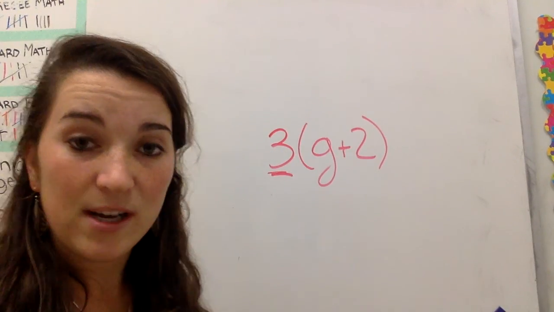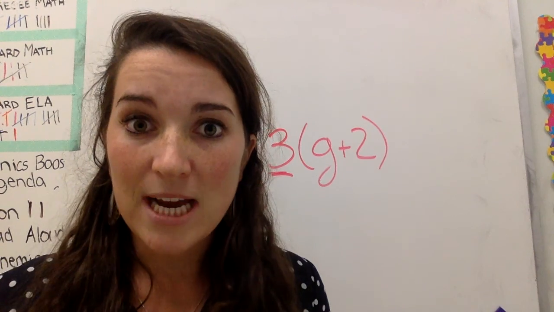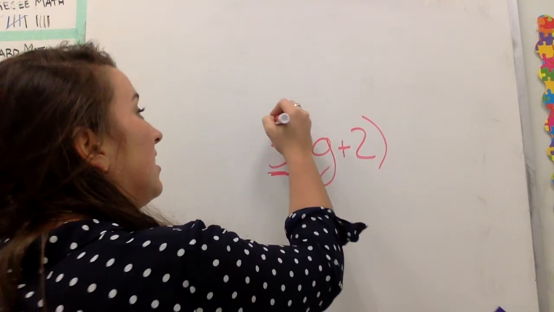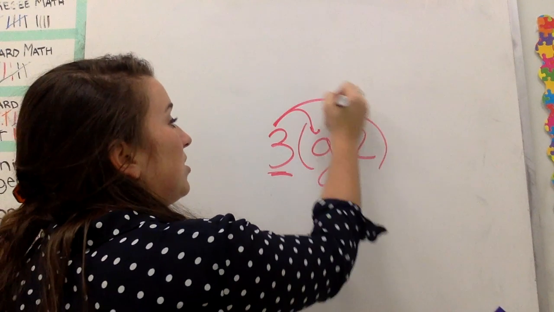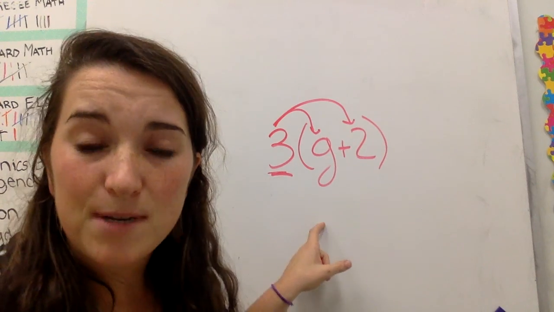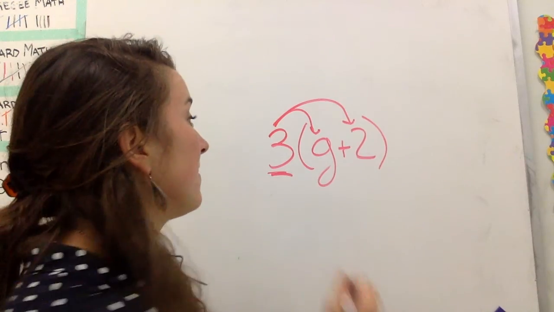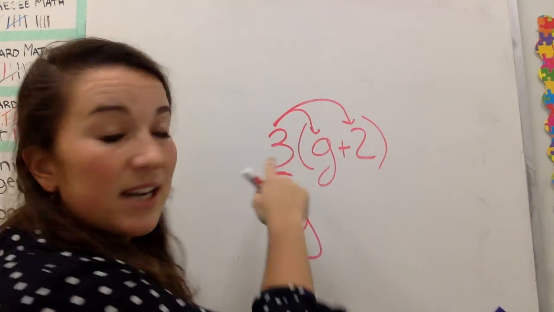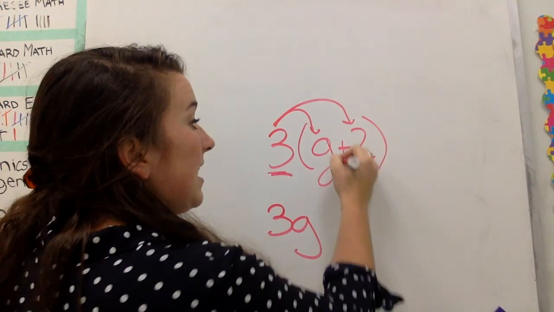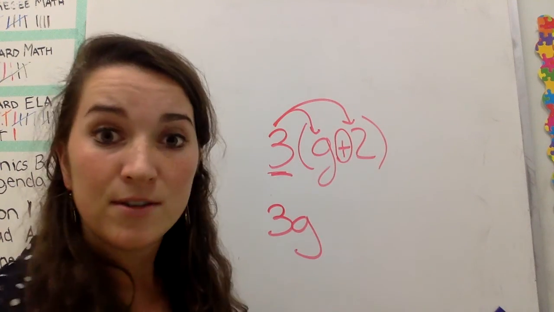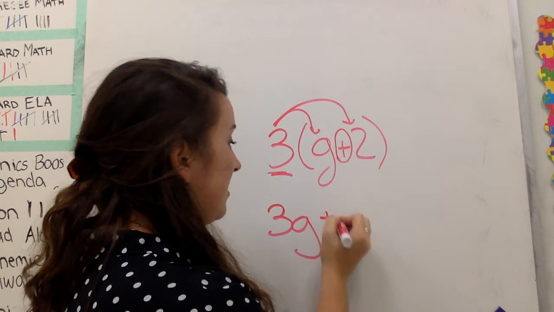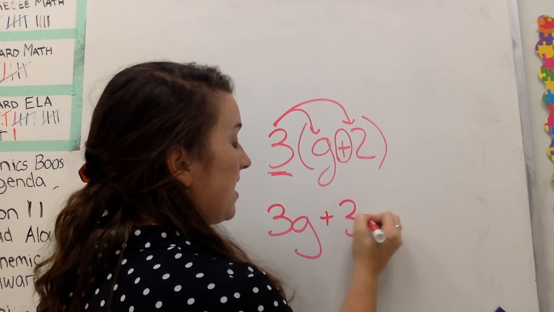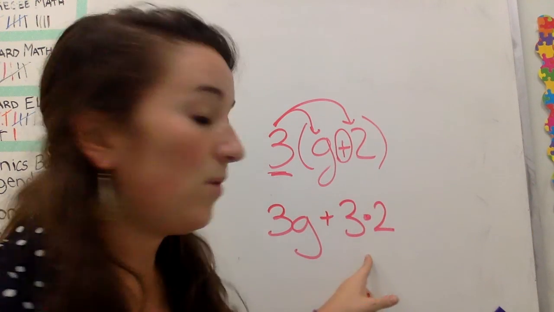So what we're going to do is distribute that 3 to both the g and the 2. Those arrows mean we're going to be multiplying it. So it's going to be 3g, because we distributed 3 to the g. Keep this sign in the middle, so that we keep the plus sign, and then we rewrite 3 times 2.